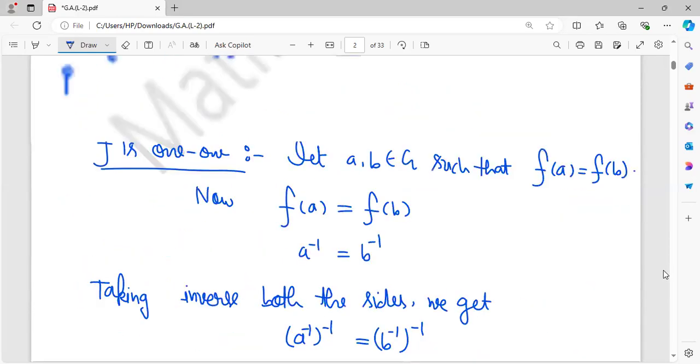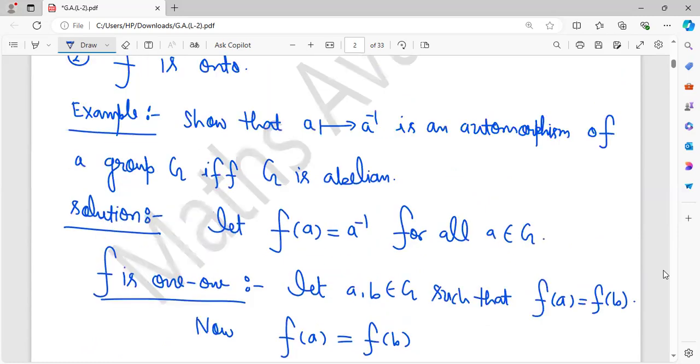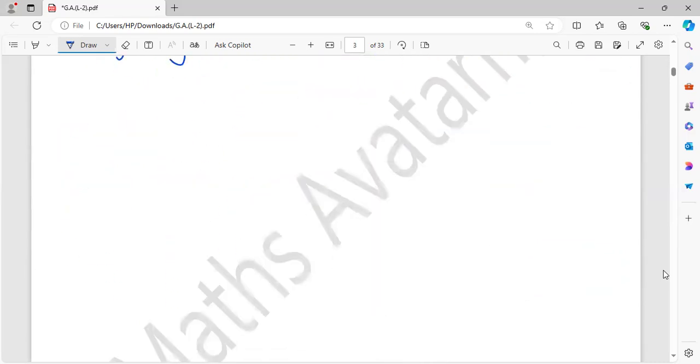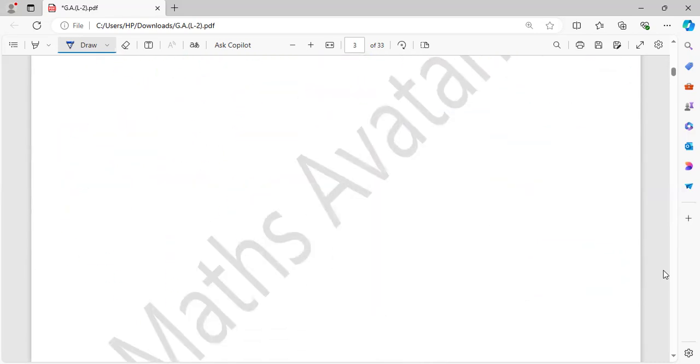So this map is already 1-1 and onto. Now it is given that this is an automorphism of a group if and only if G is abelian. So we will assume first that G is abelian.